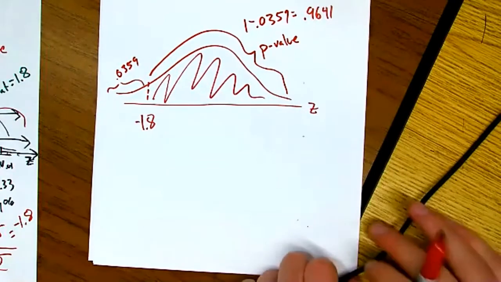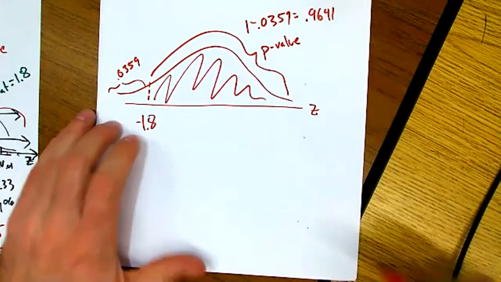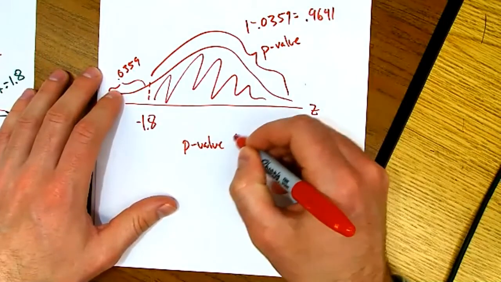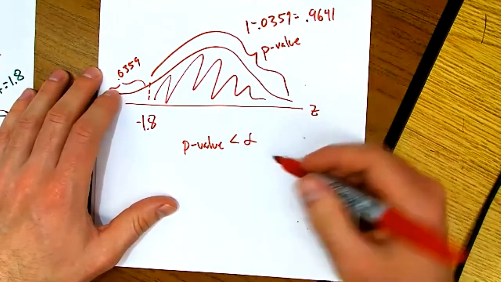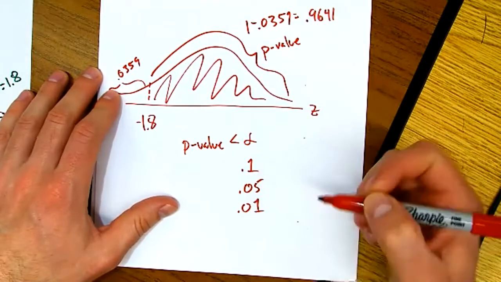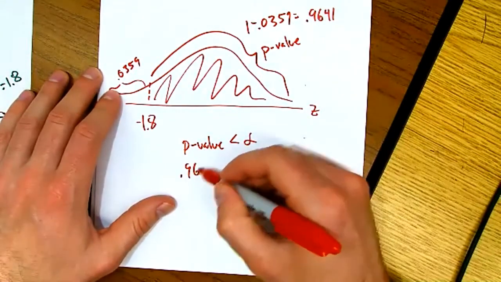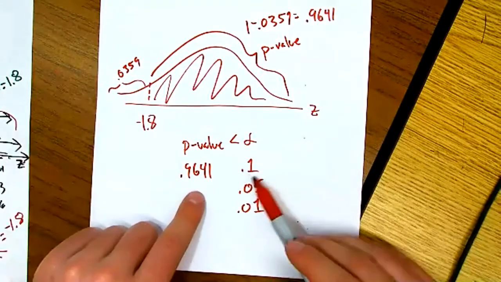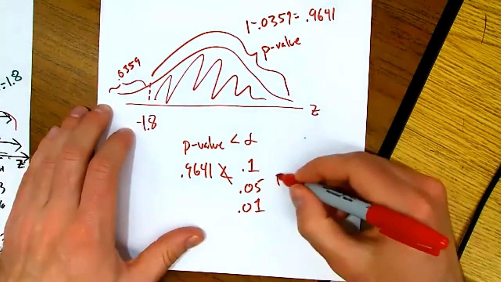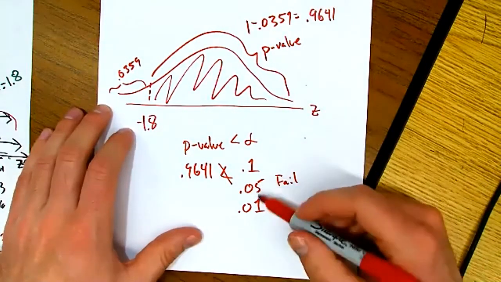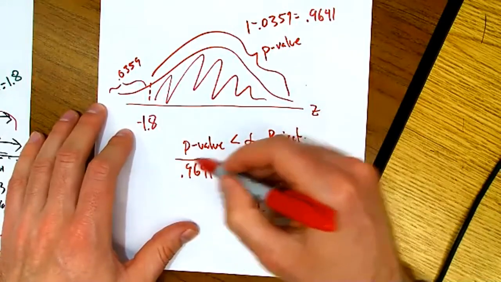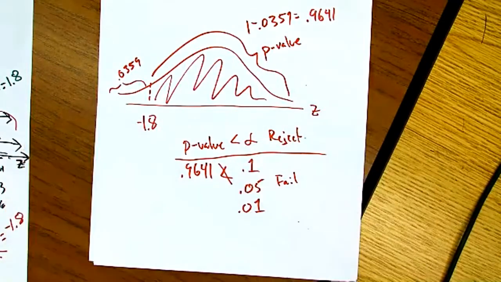Now, with a p-value of 0.96, what levels can I reject at? Well, remember, for the p-value approach, we reject if the p-value is less than alpha. Typically the alphas that I look at are 0.1, 0.05, and 0.01. If I have a p-value of 0.96, that's not going to be less than any of these, right? So here, I'd fail to reject because it's not less than any of the alphas. I only reject if the p-value is less than alpha.